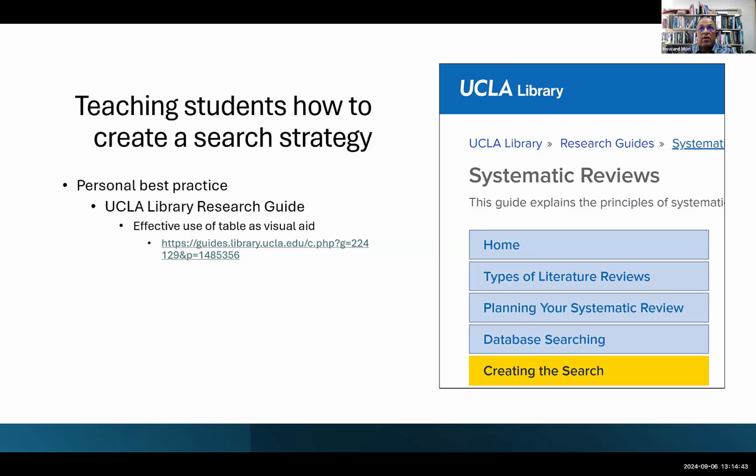For many of them, they don't have a clue of what we're talking about, even if we are explaining. Yes, they can identify keywords and things like that, but it becomes a little bit cumbersome for them to understand these various concepts and how they work together to create an effective search strategy.